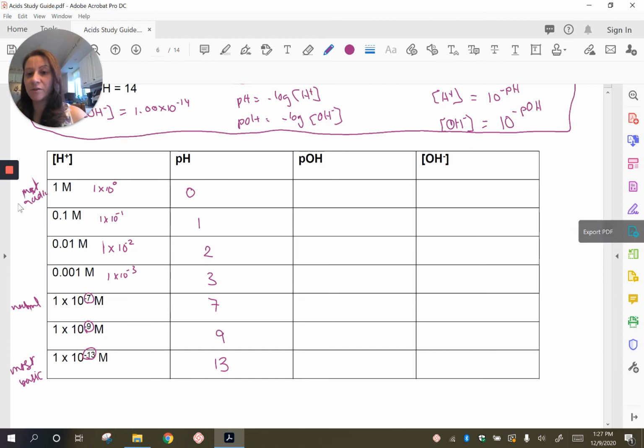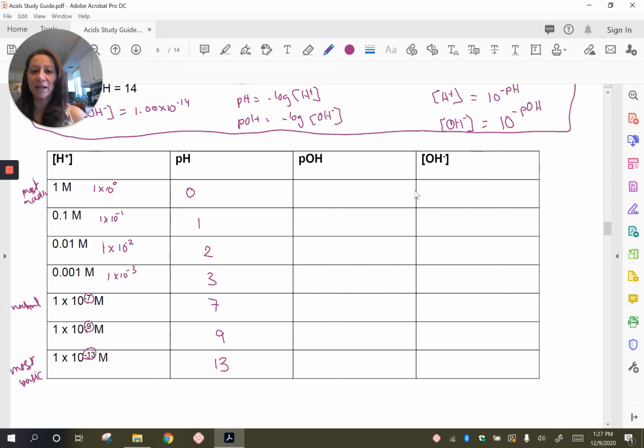Notice that a difference of 1 pH unit is equivalent to 10 times the concentration. So it is a log-based unit. If there's a difference of 2, then the difference in the concentration is 100 times. If a difference of 3, then the concentration differs 1,000 times. So for every 1 pH unit difference, it's 10 times the concentration. So it's a significant difference.